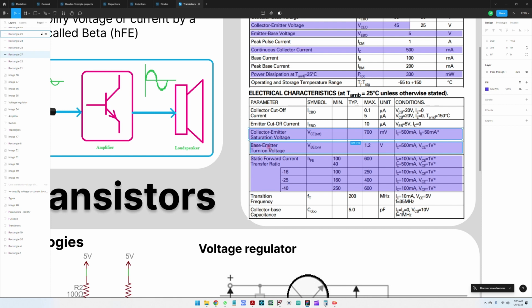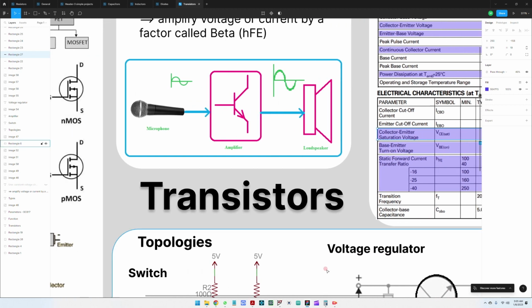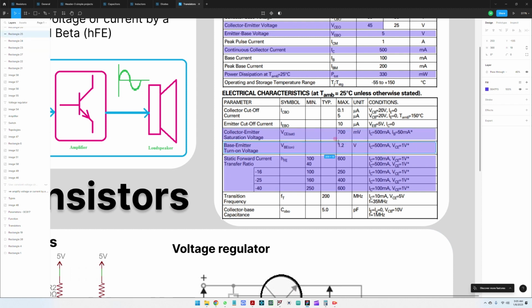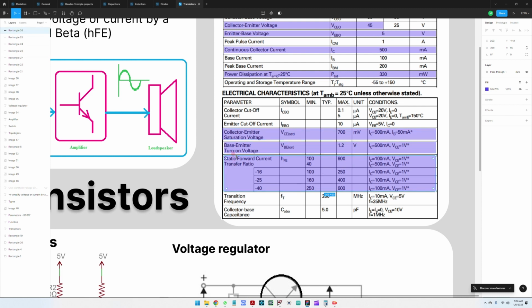And the base-emitter turn-on voltage. This is the voltage when we actually switch the component on. How much do we need between the base and the emitter to turn this component on? And here we have the maximum value. It's 1.2 volts. So at 1.2 volts, we're fairly sure that this component is fully switched on. Going forward, some of the basic parameters regarding the amplification.